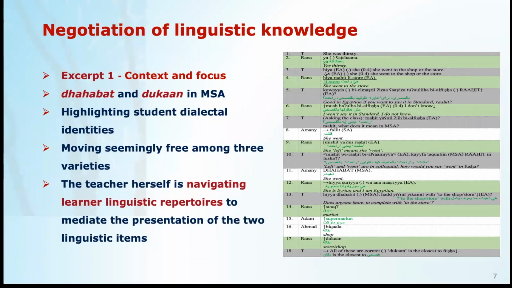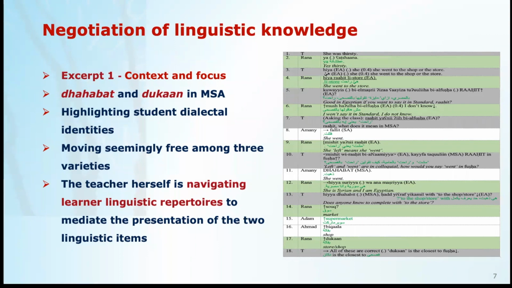Then the teacher said, طيب حد يعرف يكمل to the store? Does anyone know how to complete the sentence and make it to the store? She's like getting into the word دكان. And then Rana said, soup market. Adam said, supermarket. And then Ahmed said, بقالة. They come from different backgrounds. And then Rana said, بقالة. And then the teacher announced that all of these are good.